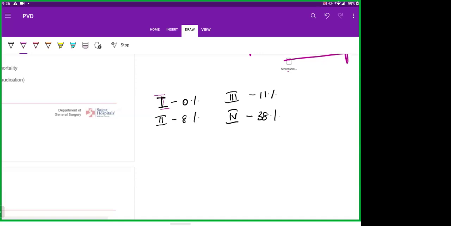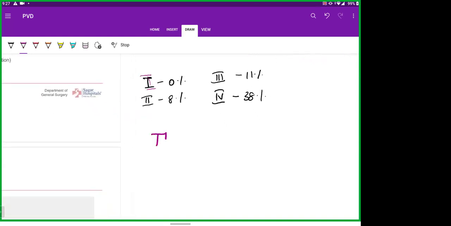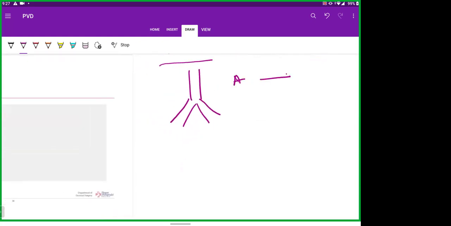Yes, sir. Would you like to elaborate on that? Yes, basically the TASC classification is nothing but a Transatlantic Inter-Society Consensus. So basically they divide the aorto-iliac disease into 4 grades, TASC A to TASC D.